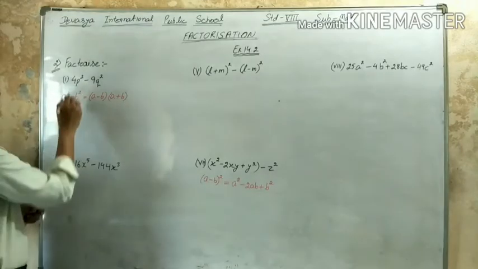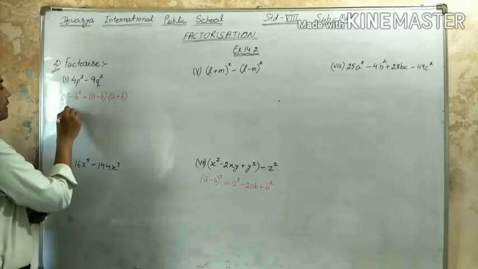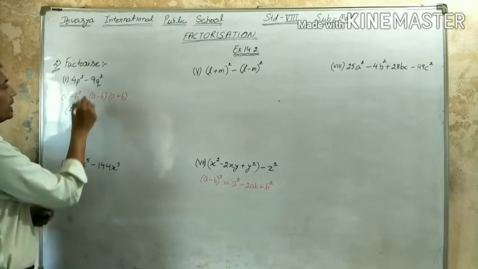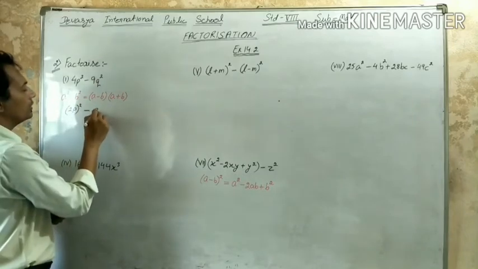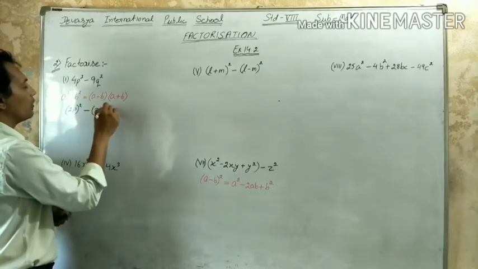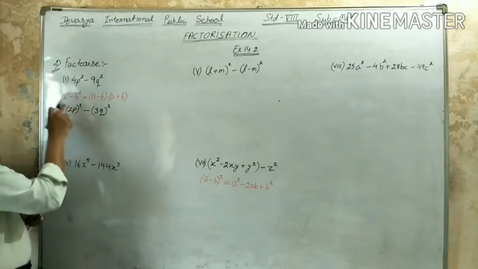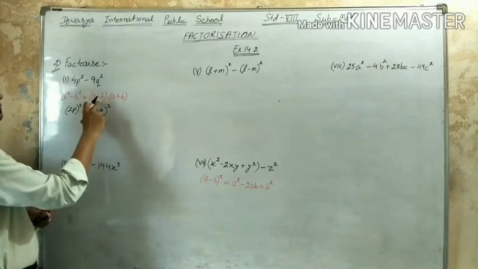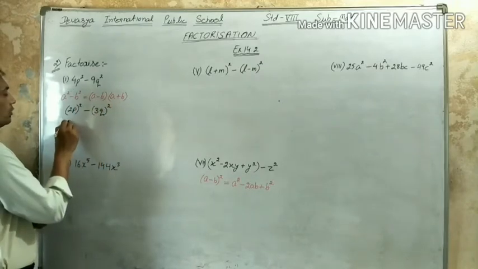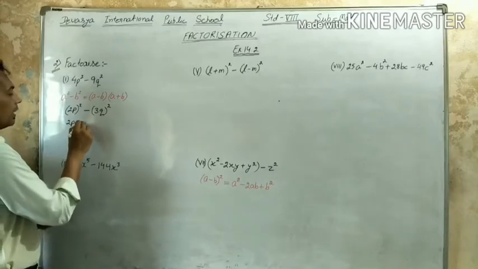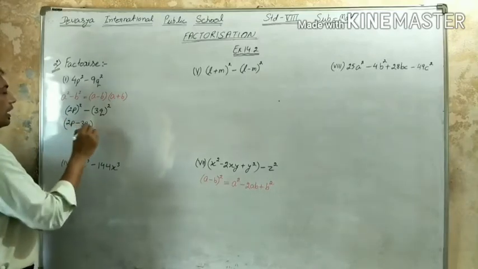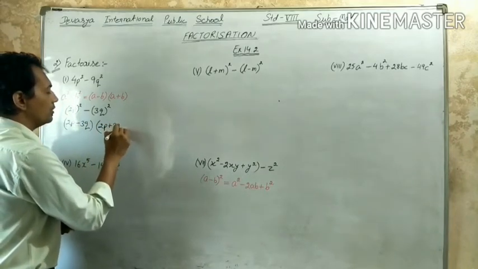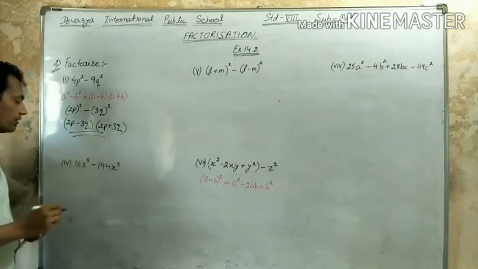So let's just try. 4p square can be written as 2p whole square minus 9q square can be written as 3q whole square. Okay, so this is already in this format, a square minus b square. So we need to bring it to this format, a minus b into a plus b. Okay, so 2p minus 3q and one time plus, that is 2p plus 3q. So this is your factorization.